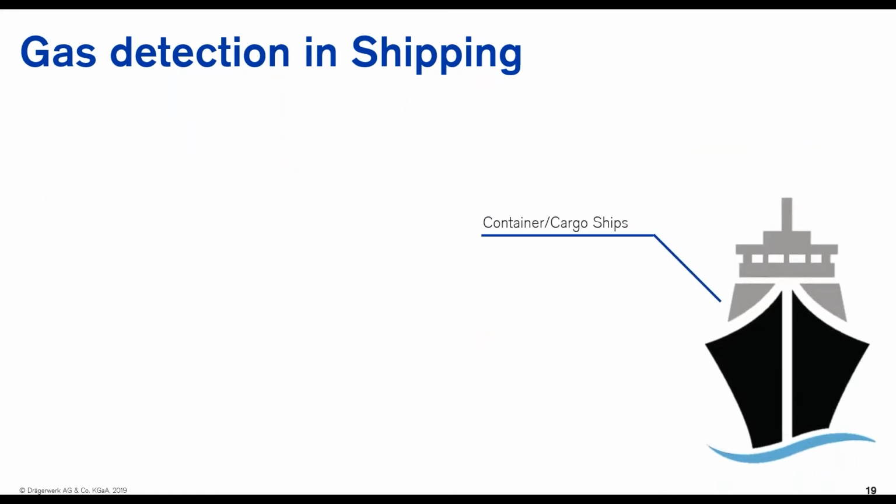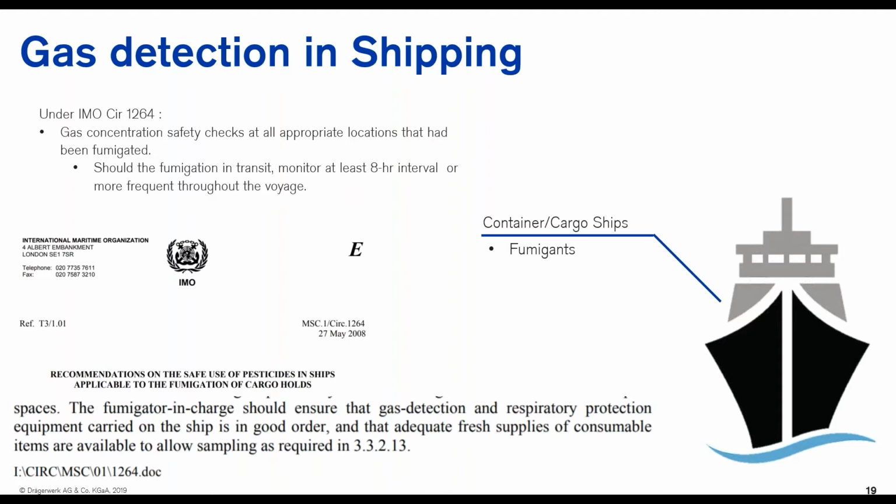Next, we look into containers and cargo ships. We look into fumigations. Here we take reference from IMO 1264. The fumigator in charge has to ensure there is gas detection and respiratory protection equipment when they are doing fumigations. They have to check the appropriate locations that have been fumigated. When fumigation takes place in transit, they have to monitor at least at 8-hour intervals, or more frequently, during the voyage.